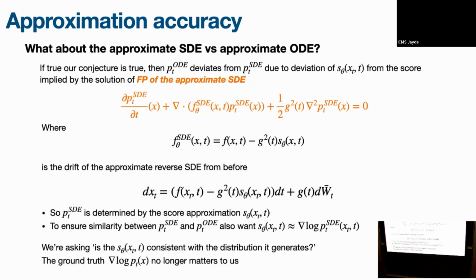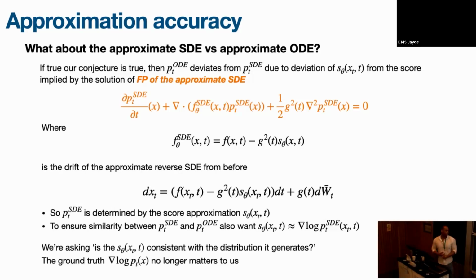So the question that we're asking here is: is the score consistent with the distribution that it generates? And actually, to answer this, the ground truth doesn't matter to us. This score approximation could be any good approximation of any Fokker-Planck equation. It doesn't have to coincide with our data distribution, and you would still get alignment between the ODE and SDE distributions. Obviously, in practice, you also want good samples from your data distribution. But in order to answer this SDE-ODE gap question, you don't actually have to think about that.